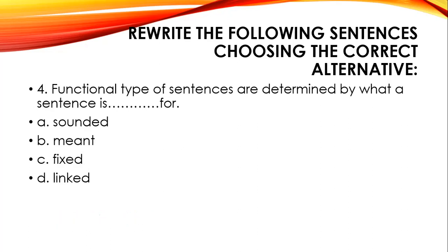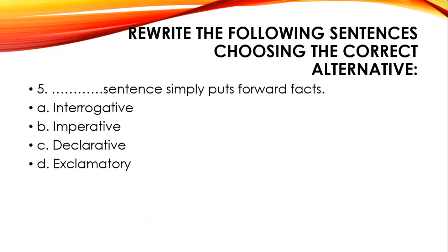Number 4, functional type of sentences are determined by what a sentence is dash dash for. Option A sounded, option B meant, option C fixed, option D linked. And the correct answer is option B meant. Functional type of sentences are determined by what a sentence is meant for.